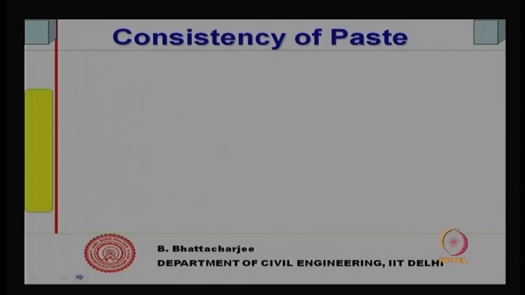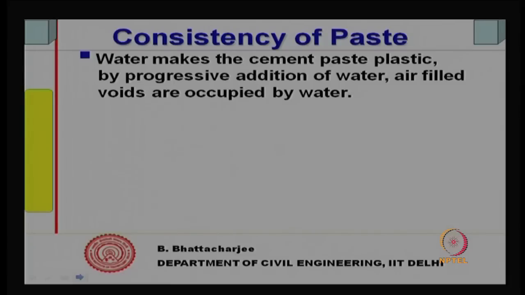Right. Now, we can look into consistency of paste. So far we looked into the porosity, which we continued from the previous class. Now, we can look into the consistency of paste, some properties. One important property is consistency of paste, related to the amount of water that is required to be added to make it a uniform paste, because when water is added, water makes the cement paste plastic. You add a little bit of water, it makes it plastic, and by progressive addition of water, air filled voids are occupied by water.